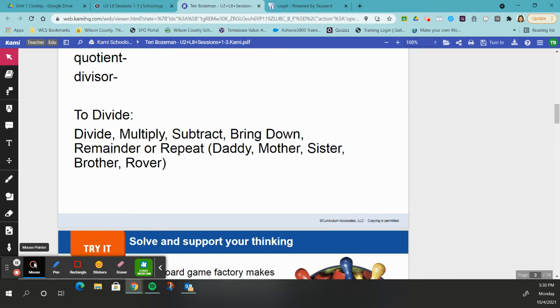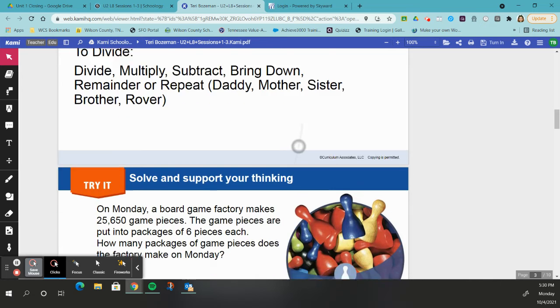Then we have our steps for dividing. So to divide, we divide, multiply, subtract, bring down, remainder, or repeat. Sometimes you'll hear it referred to as daddy, mother, sister, brother, rover. That's your division family. There's even some cute videos on YouTube if you want to look those up with your division steps. Math Antics has great practice with long division if you're a little rusty with it. So just remember that those are our steps for our standard algorithm. And that's what our standard wants us moving into, is that standard algorithm.